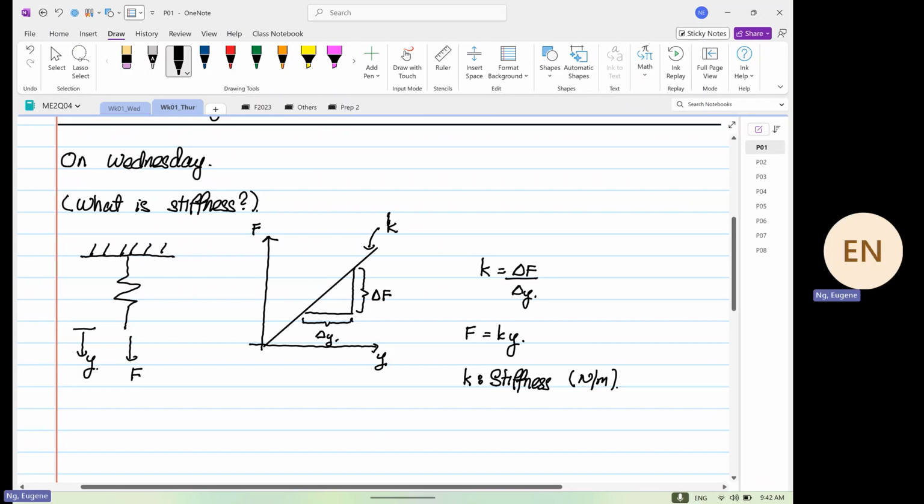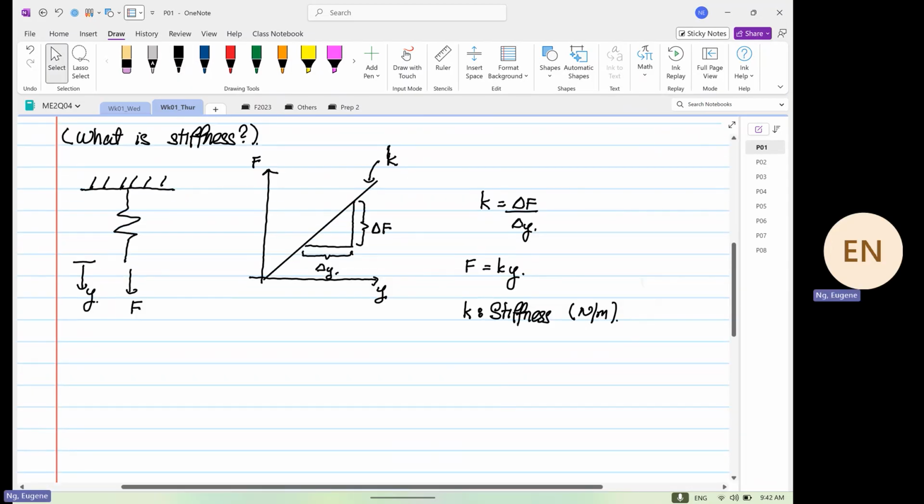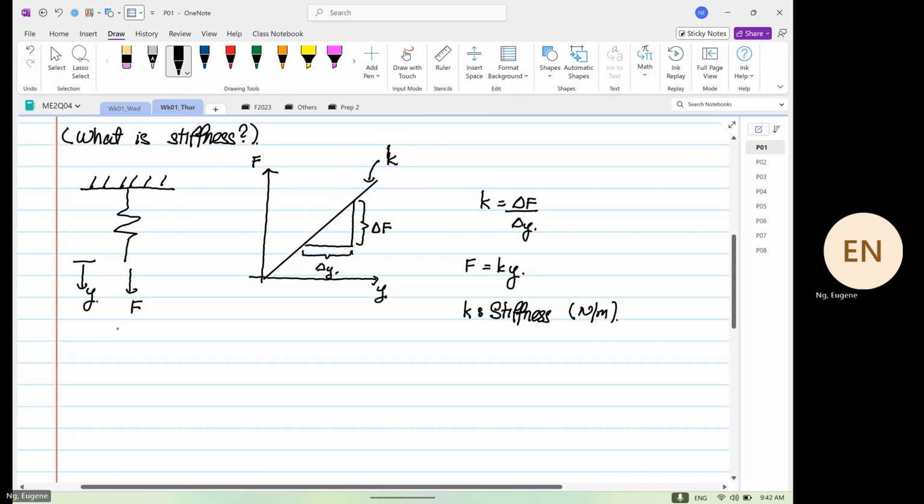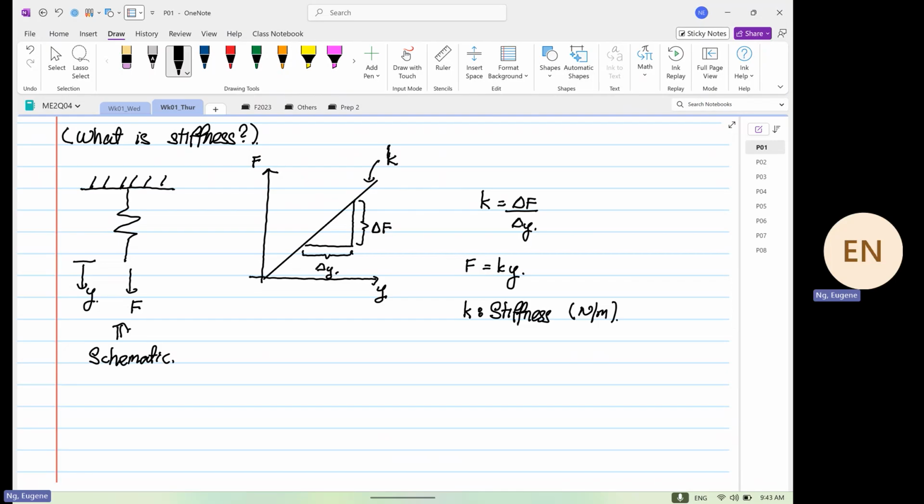Now, as you can see, not everything looks like a spring. So this is what I call a schematic. This is called a schematic. Pardon me.